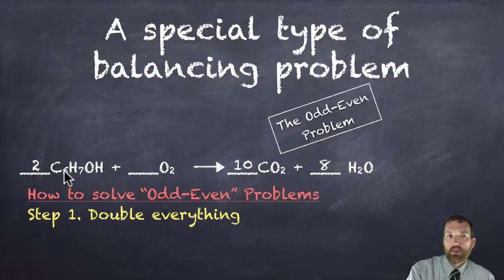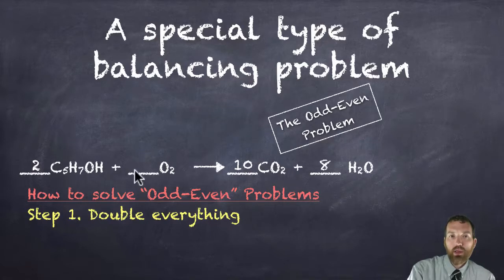2 times 5 is 10 carbons, 10 carbons. Let's check the hydrogens. So this would be 7 plus 1 is 8 hydrogens plus 2 is 16. 8 times 2 is 16. On the right, we have 8 times 2, 16 hydrogens. Okay, now let's check our oxygens again. I have 10 times 2, that's 20 oxygens plus 8. It's 28 oxygens. On the right, I have 2 oxygens plus these 2 is 4.